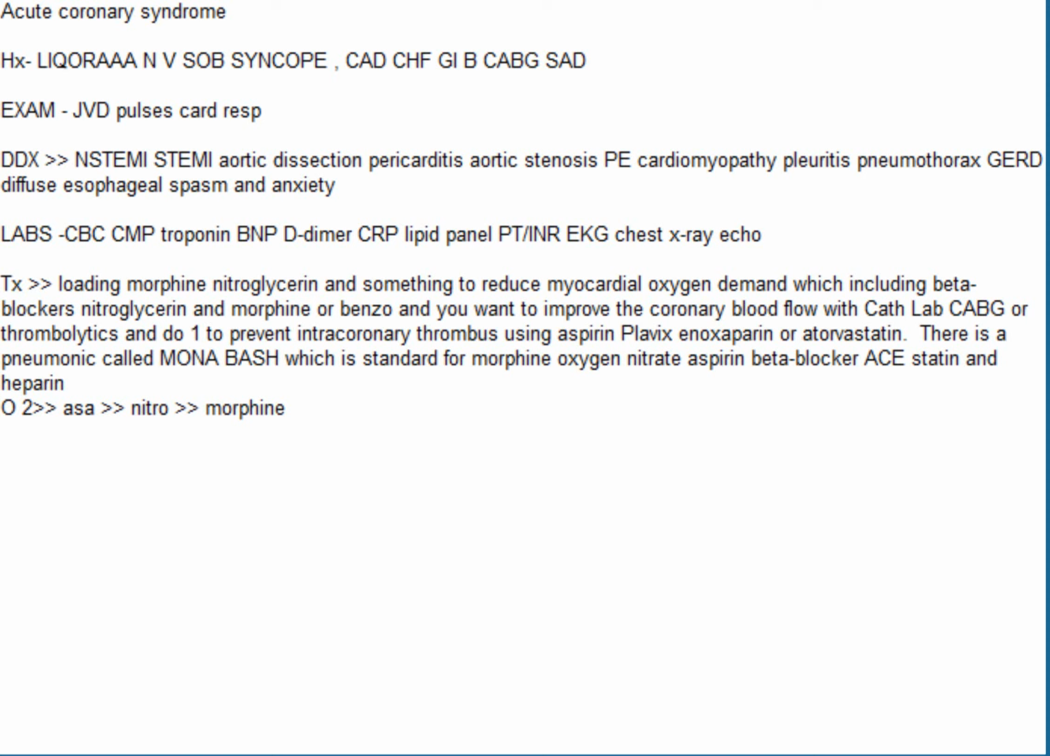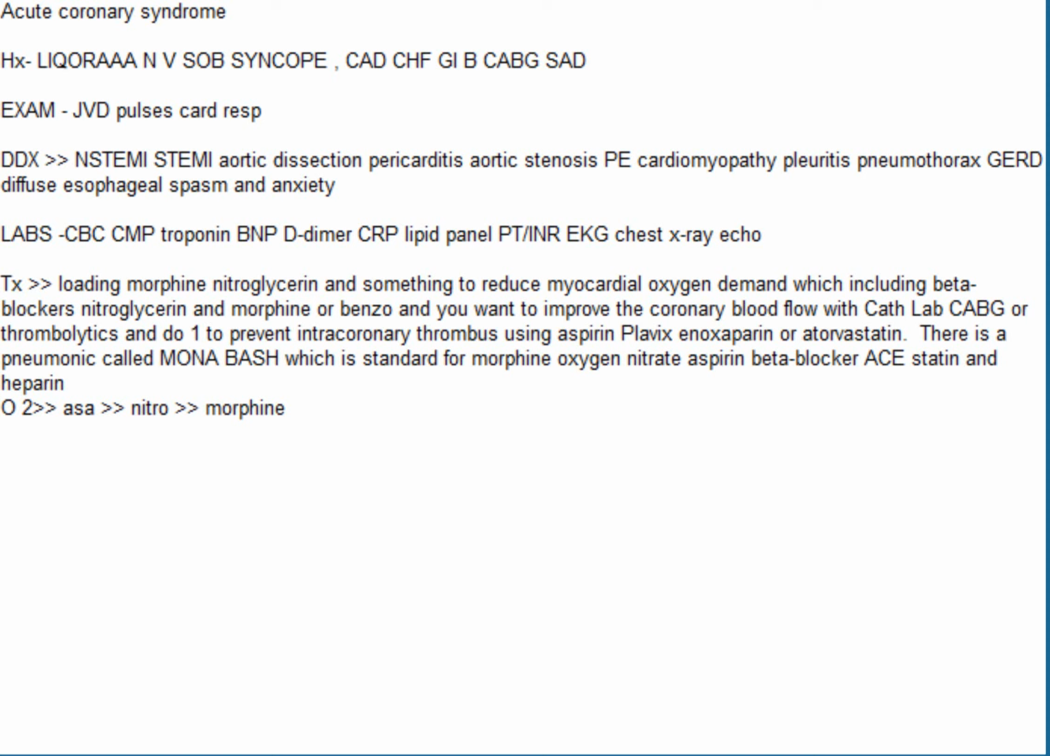Then you do Lovenox, therapeutic dose 1 milligram per kilogram, or heparin 60 units per kilogram IV bolus, and urgently, because the ESSENCE trial showed enoxaparin reduced the composite endpoint of death, MI and recurrent angina, when compared to unfractionated heparin when treating unstable angina.